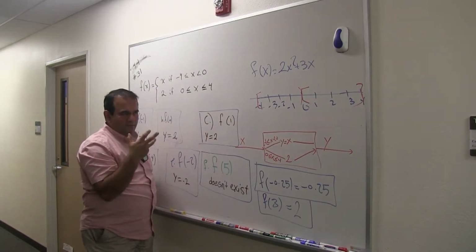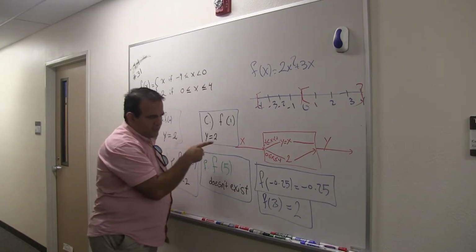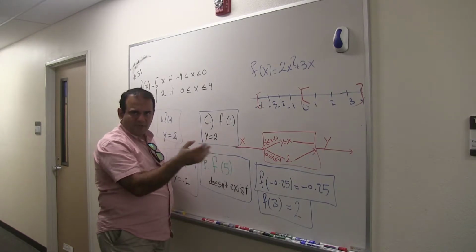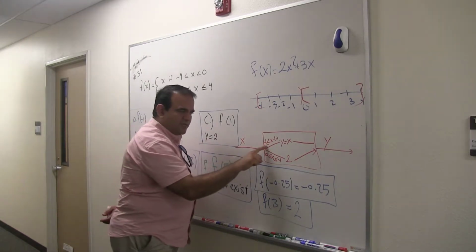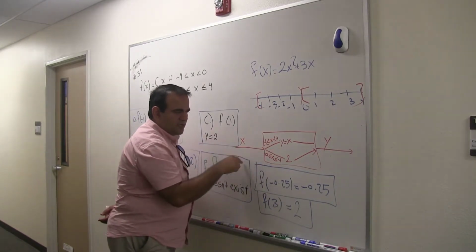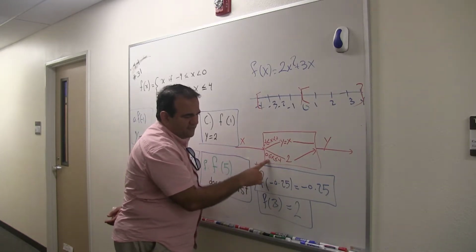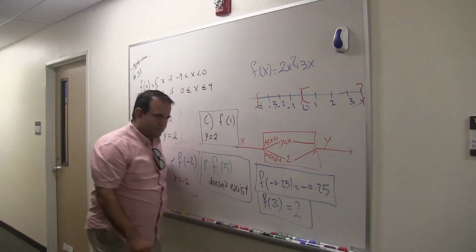Whenever you think of a function, think of a machine. You give it an input, and you get an output. In this case, the input comes to the machine, and you have two paths. Is x between -4 and 0? We check it. If it is, then the output y is going to be just x. If x is between 0 and 4, the output is going to be 2.